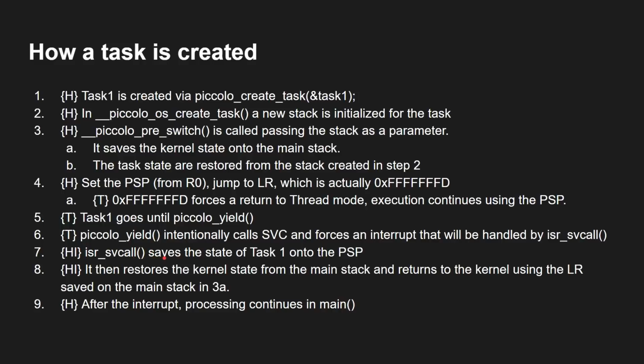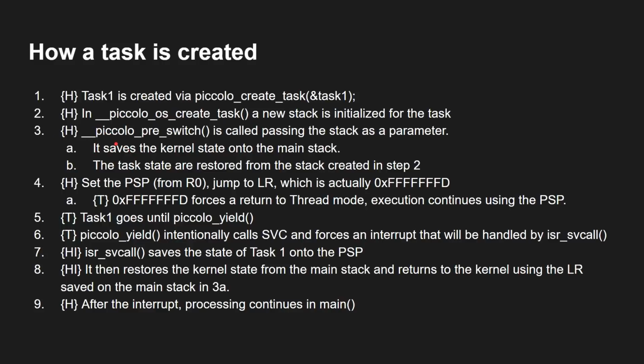And what that code then does, it saves the state of task 1, because we were in task 1, running away nicely. We save the state of task 1 into its process stack. Then we restore the kernel state. Now, where did we see that the kernel state was saved? Up here, 3A. It saves the kernel state on the main stack. So now it restores the kernel state from the main stack and returns to the kernel using the return address that was saved in 3A, as I said here.